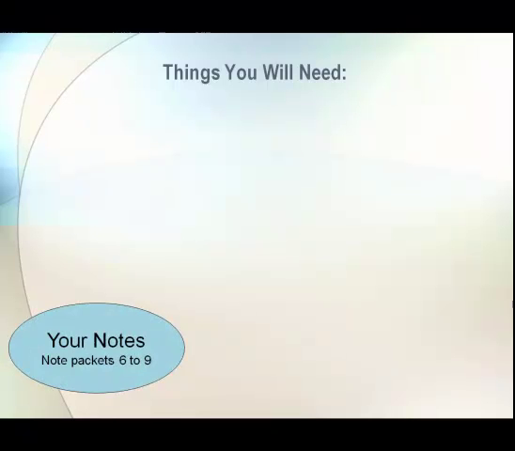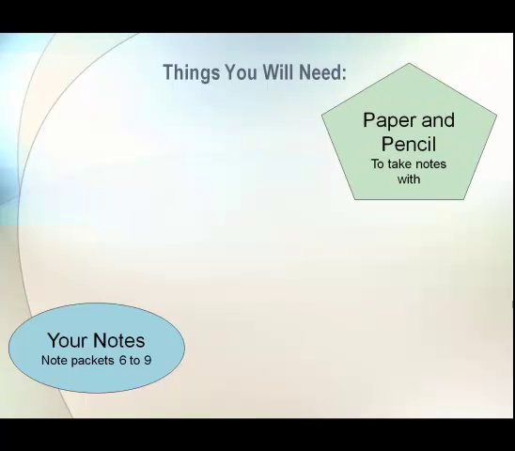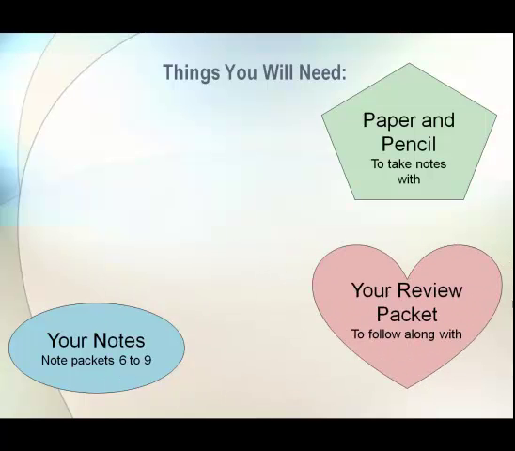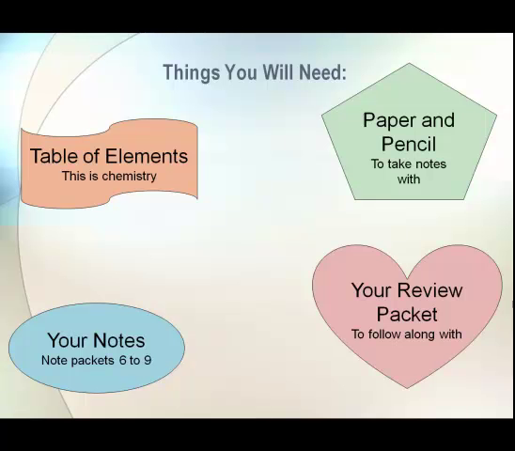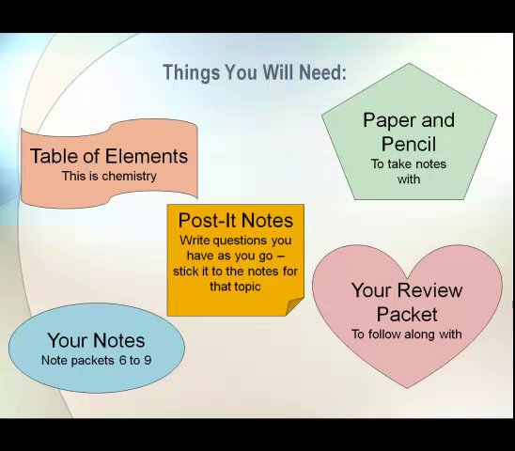First, you're going to need your notes, that is note packets 6 through 9. You're going to want to have a paper and pencil so you can take notes. You're going to want your review packet so you can follow along, a table of elements, we are in chemistry, and I recommend that you have some post-it notes so you can write questions as you go and stick the notes to that topic. That way at the end of class I can answer any questions that you may have.